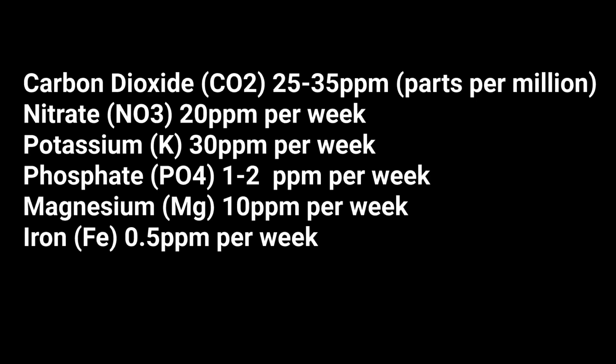So, are test kits necessary for using the EI method? No, not really. But if you do have testing kits, the EI method have specific target ranges. For CO2 levels, that's between 25 to 35 ppm. 25 to 35 ppm, if you're using a drop checker, the color should be light green. So for your nitrate levels and potassium levels, it has to be between 10 to 30 ppm. For your phosphate range, it's 1 to 2 ppm. For your iron, it has to be 0.2 to 0.5 ppm.